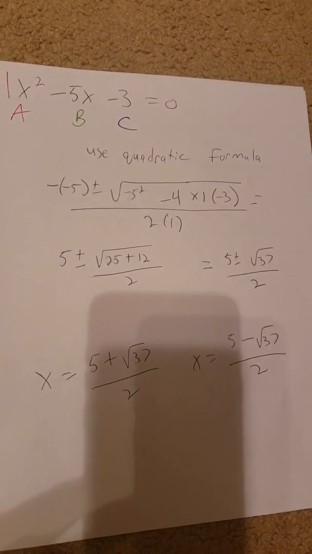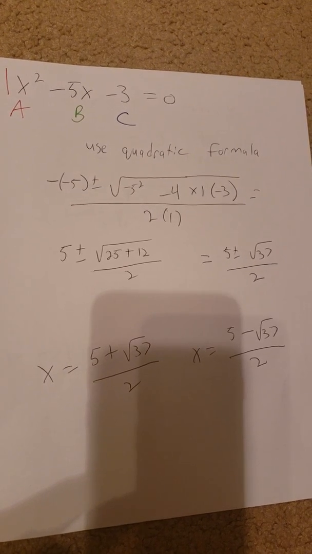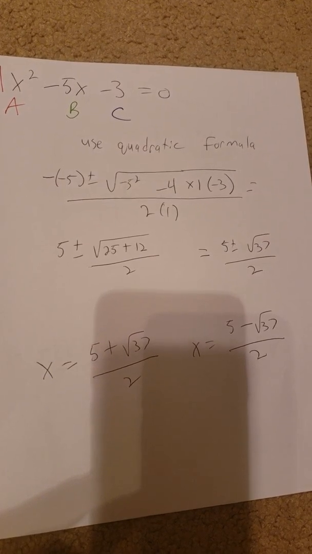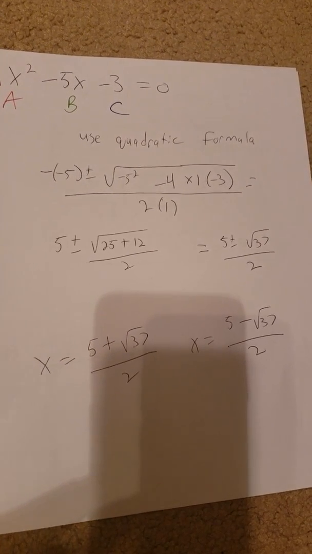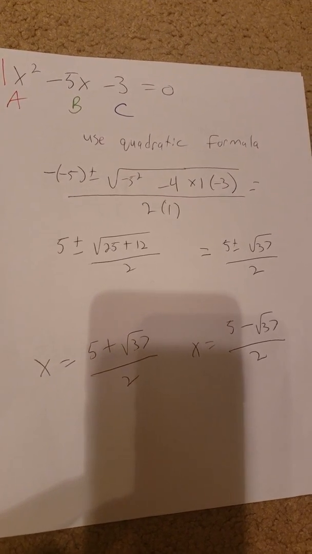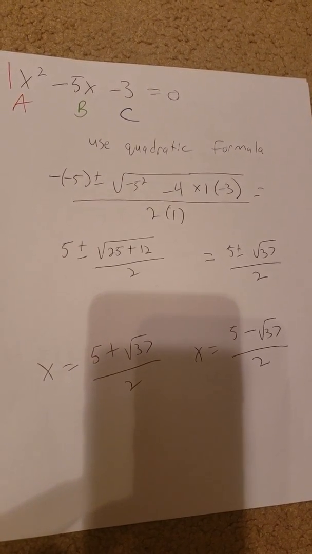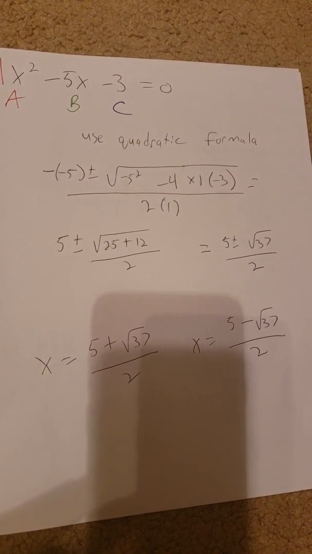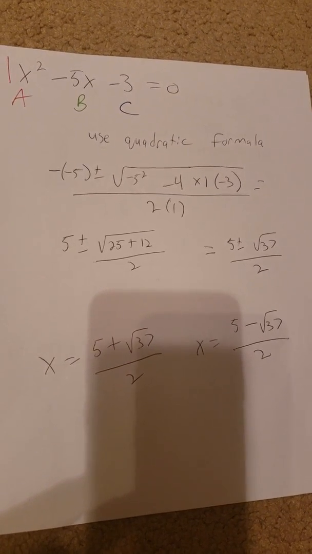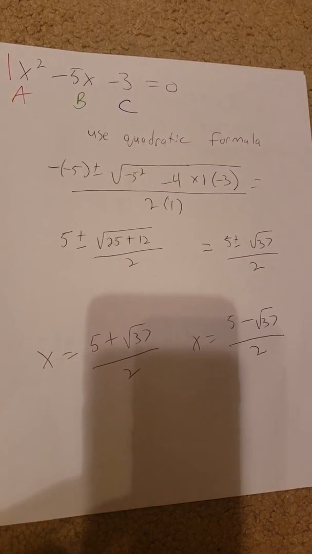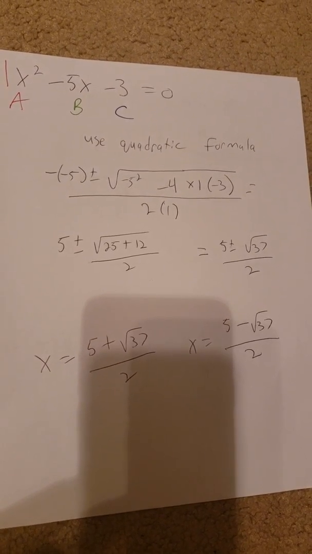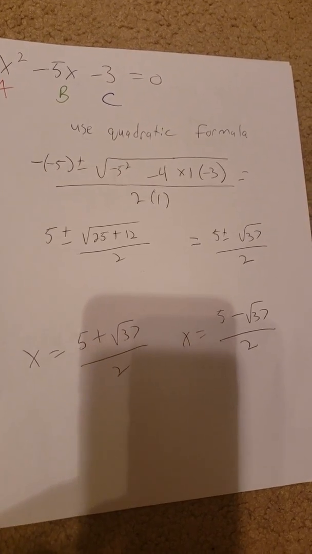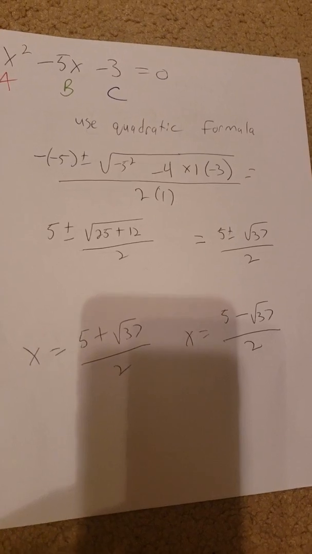For this equation, it is 1x squared minus 5x minus 3 equals 0. We identify our a, b, and c, and we're going to use the quadratic formula. Plug that in, and we're going to have negative negative 5 plus or minus the square root of negative 5 squared minus 4 times 1 times negative 3, all over 2 times 1. That is going to give us 5 plus or minus the square root of 25 plus 12 all over 2. And that is going to give us 5 plus or minus the square root of 37 over 2.